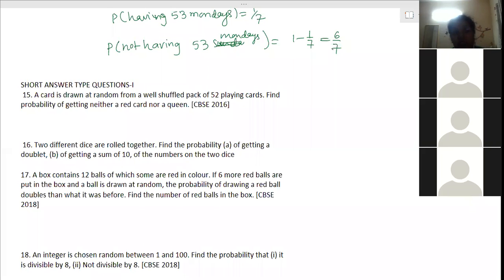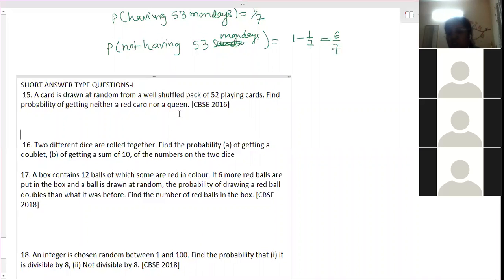So it is a neither-nor condition. Instead of neither-nor, we cannot find it directly. So find out for the either-or condition. First find the probability of the either-or condition. Ma'am, 26, so that includes a queen.